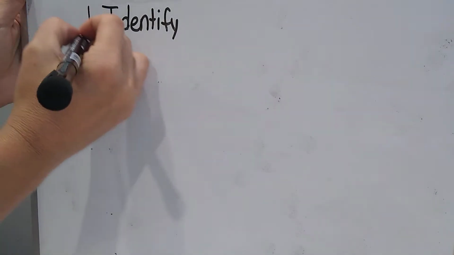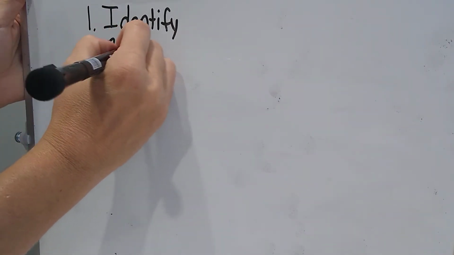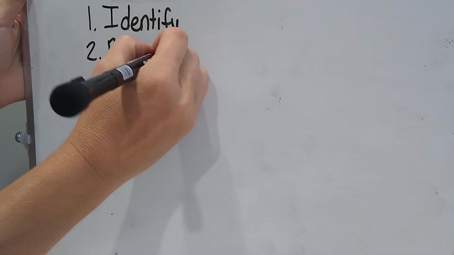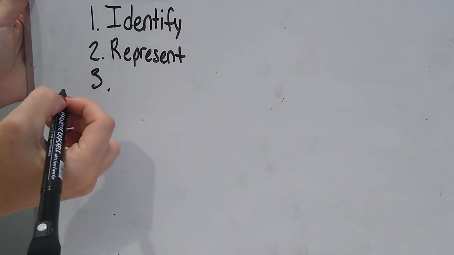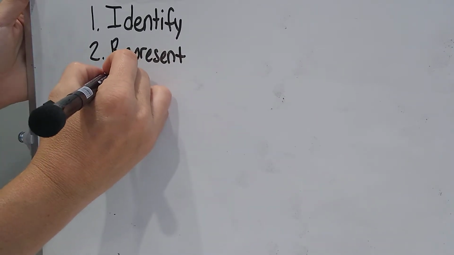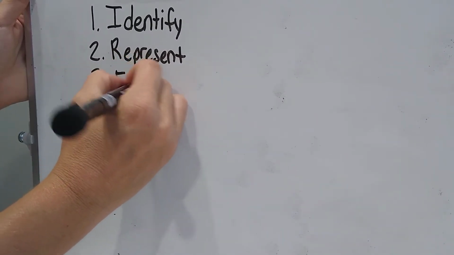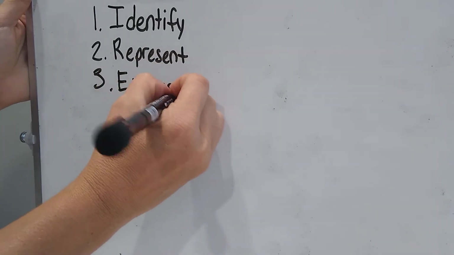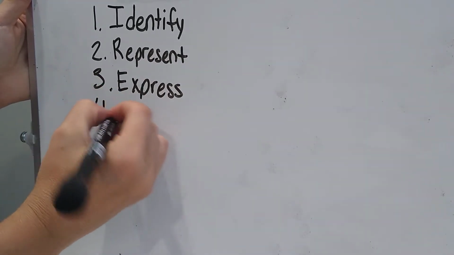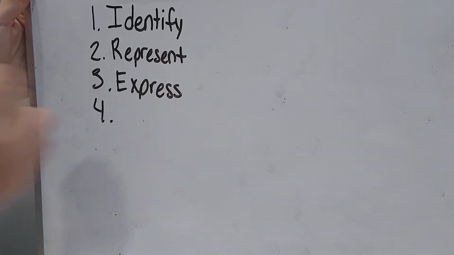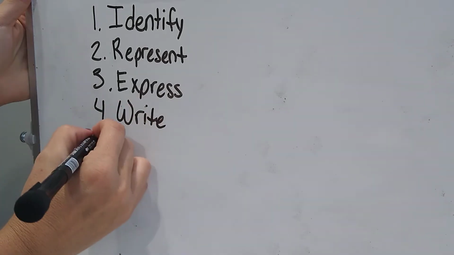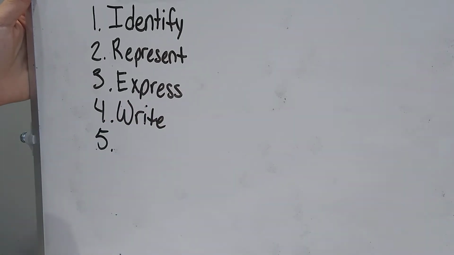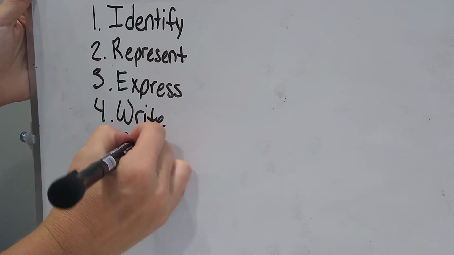Step 2 is to represent one of the unknowns with a variable. Step 3 is to express the other unknowns in terms of the variable. So essentially, we're trying to find one variable at a time. Step 4 is write an equation. Step 5 is solve the equation.